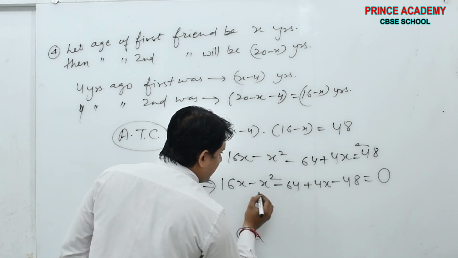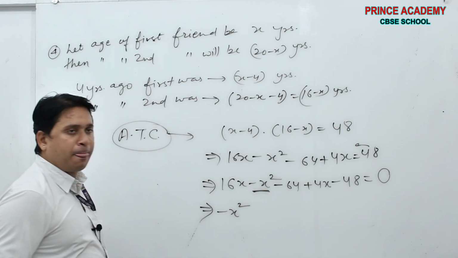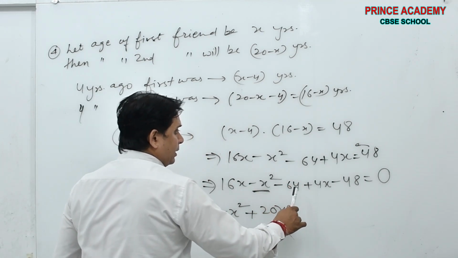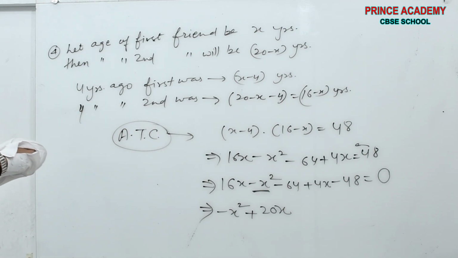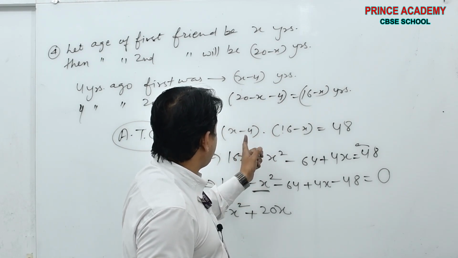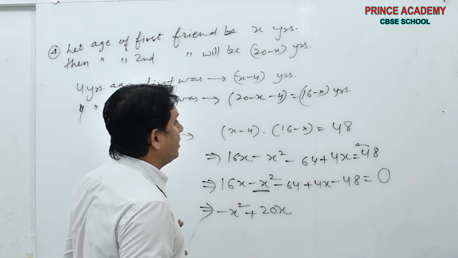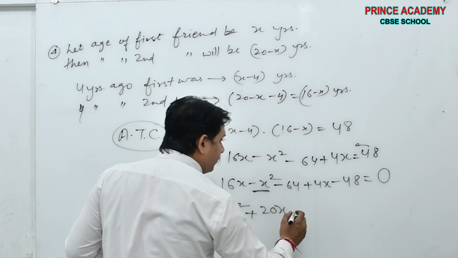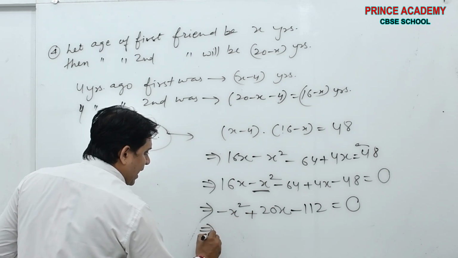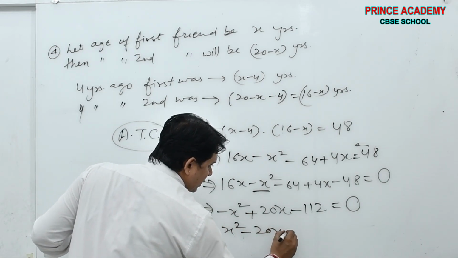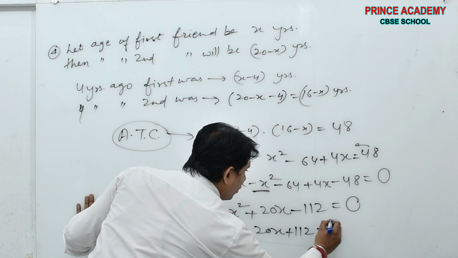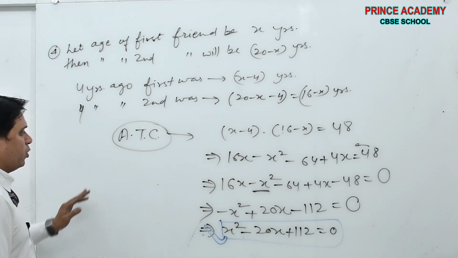Now see, the largest is minus x square. 16x plus 4x is 20x. 16x minus x square minus 64 plus 4x, done. Now what is their sum? Minus 112 is equal to 0. If you take the minus common, you will get x square minus 20x plus 112 is equal to 0. This is the final equation you got.